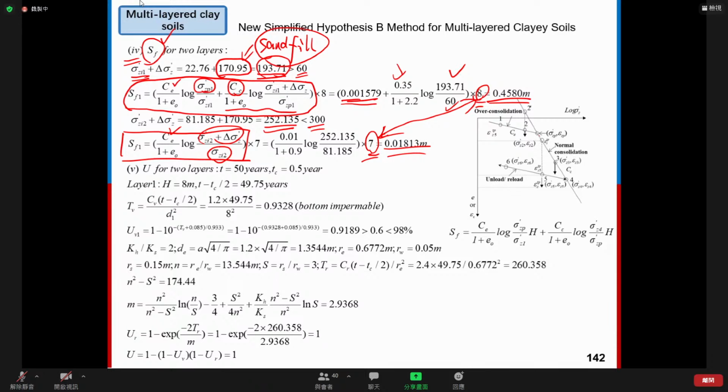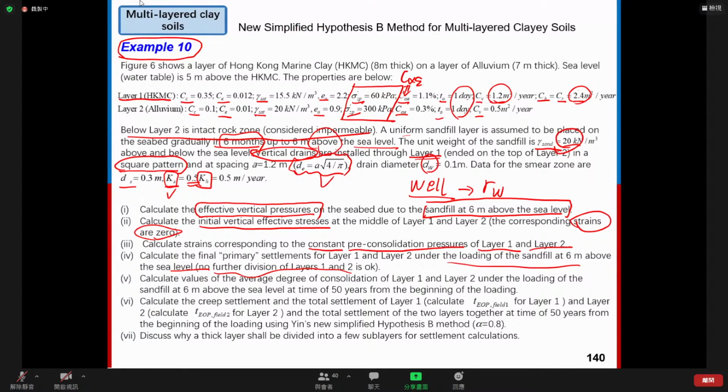We should be careful. And for the fifth sub-question, to calculate the values of the average degree of consolidation of layer 1 and layer 2 under the surcharge, at the time of 50 years from the beginning of the loading. Okay, I saw one question in the chat box. It has to be 7, right? Yes.